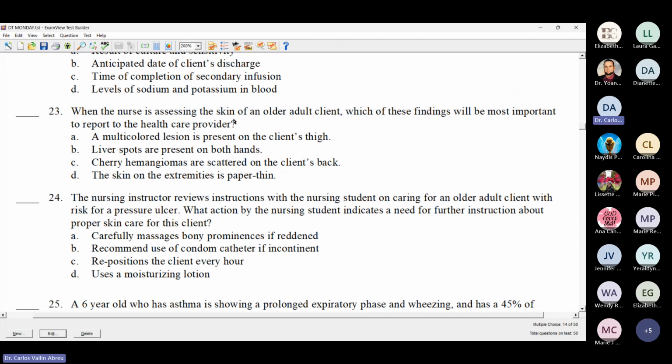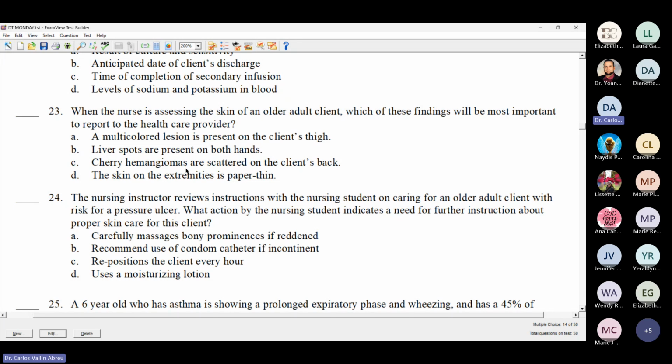When the nurse is assessing the skin of an older client, which of these findings will be the most important to report to the healthcare provider? A multicolored lesion is present on the client's thigh. Liver spots are present on both hands. Okay, the lay people call the lentigo senile, those brown spots that appear in the skin on the dorsal of the hands, liver spots. It is normal in the process of aging and doesn't require being reported.